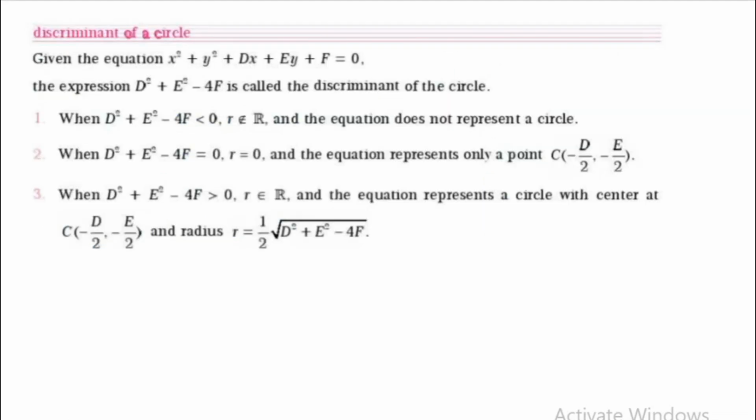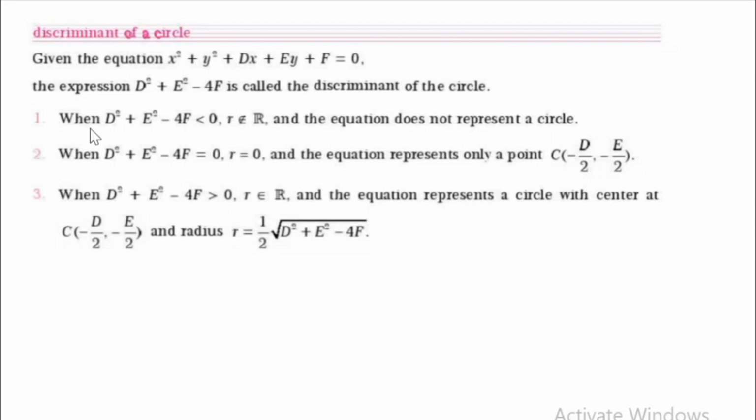Let's talk about the discriminant of a circle. Given the equation x squared plus y squared plus dx plus ey plus f equals 0, the expression d squared plus e squared minus 4f is called the discriminant of the circle. Now, what does it tell us? Number one, what's the meaning of this discriminant?